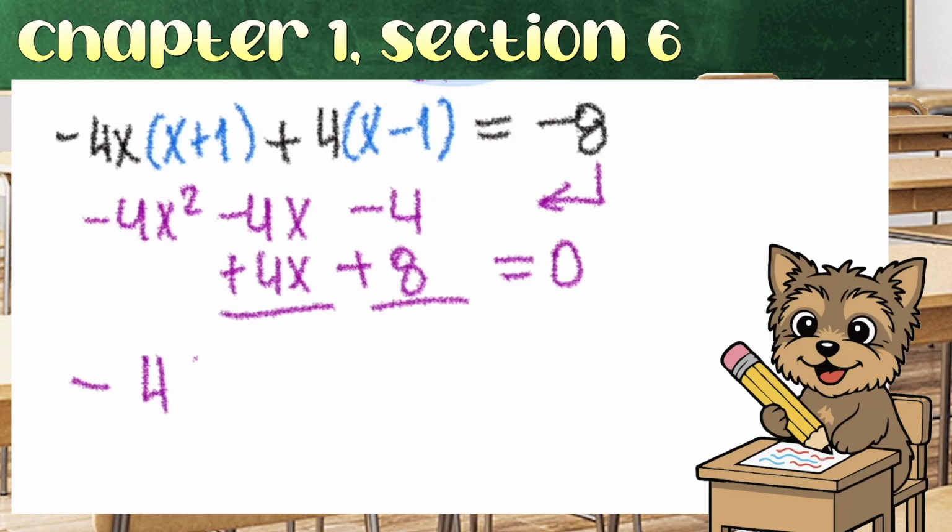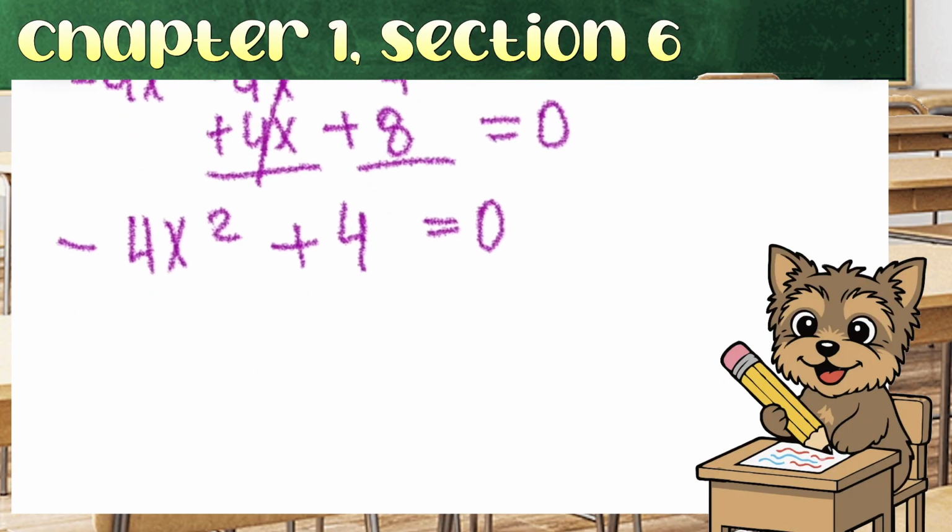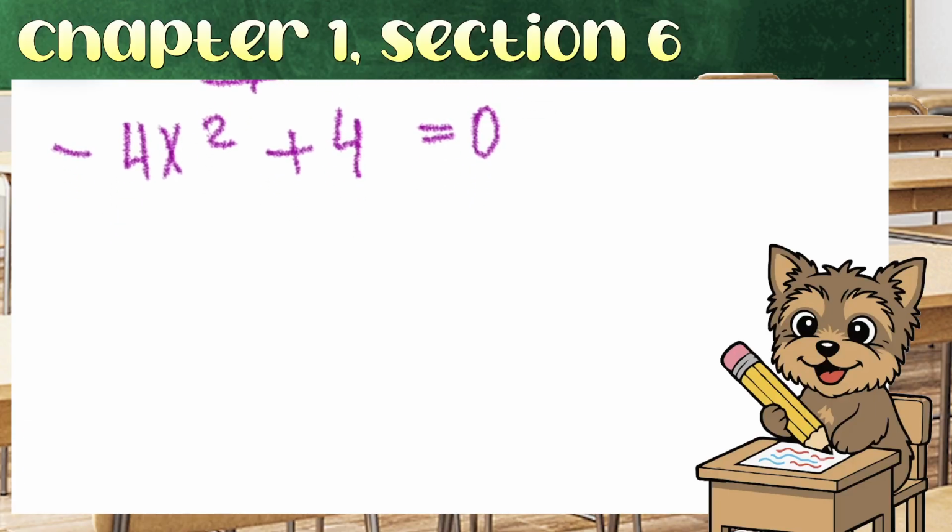That leaves me with -4x squared. That's gone. And that would be plus 4 equals 0. Now I have a cute little quadratic.